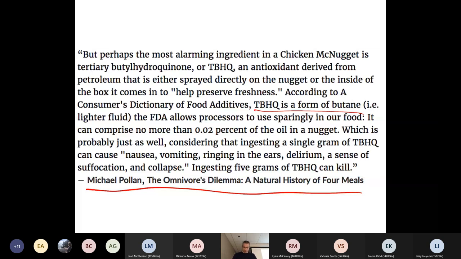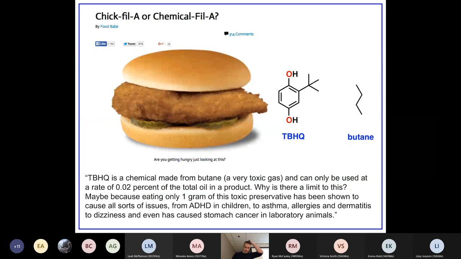Anyway, they complain about all of these things that consuming a single gram of TBHQ can cause. 5 grams of TBHQ can kill you, which is why they don't put a lot of TBHQ in food, right? It's very effective in very, very small amounts. To get a gram of this, which is what you would need to get some of these negative side effects, would require you eating an unrealistic amount of food.